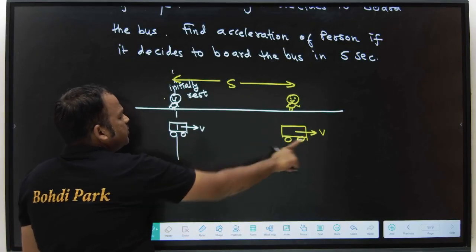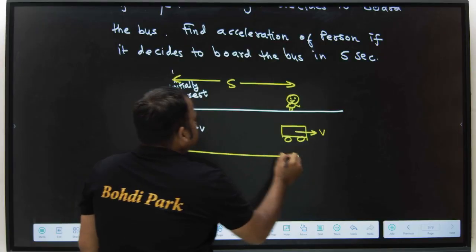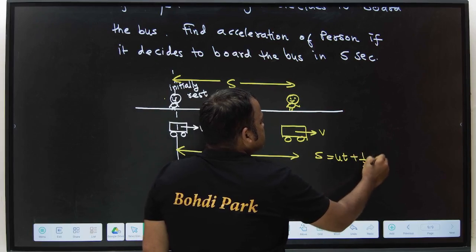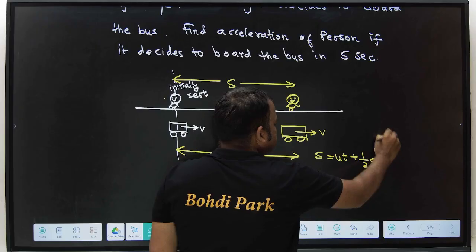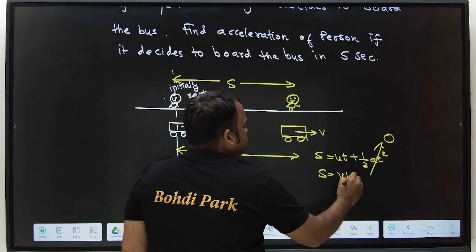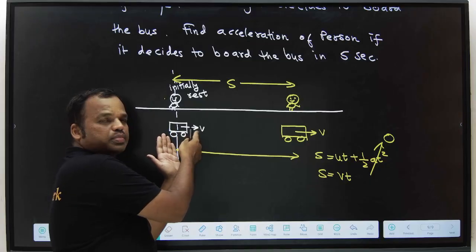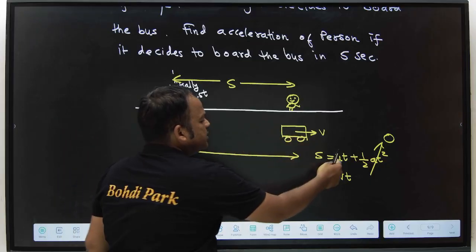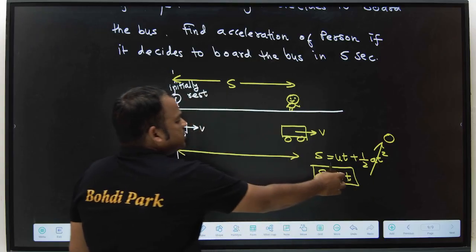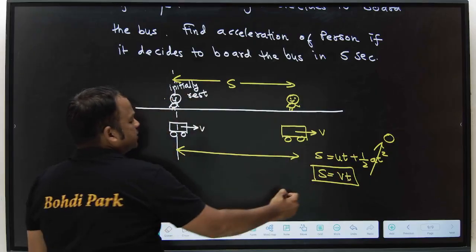So if you consider the bus, the acceleration is 0. So for the bus, we can apply s is equal to ut plus half at square, but the acceleration is 0. So for the bus, we can use s is equal to vt. The initial velocity of the bus is v and it is same throughout. So instead of u, we will write v here, s is equal to vt. So constant velocity into time, displacement is equal to vt for the bus.